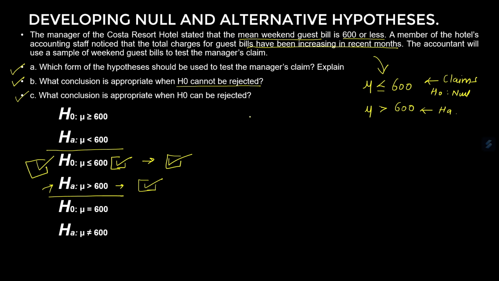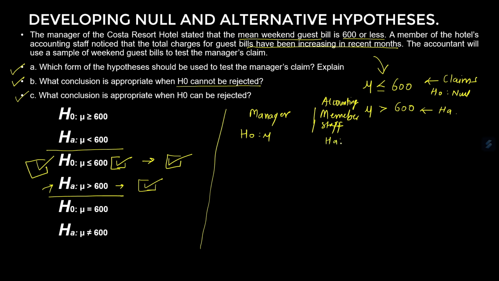So in this scenario, for the last time I'm explaining this, we have two persons: one is a manager and the other is an accounting staff member. Here the manager gives a claim, and the accounting staff member gives an assumption. This is how we form two situations out of the case which is given to us.